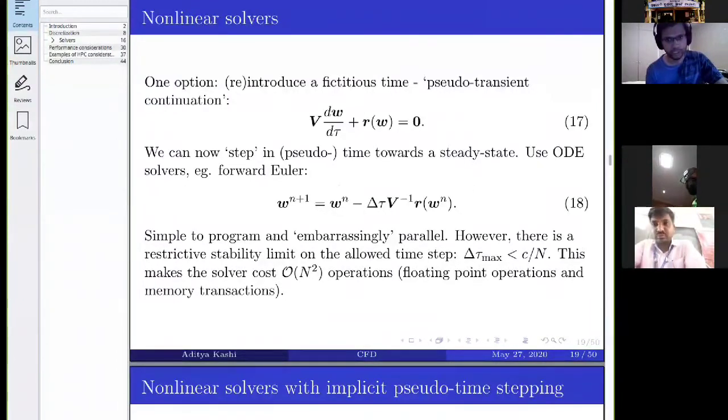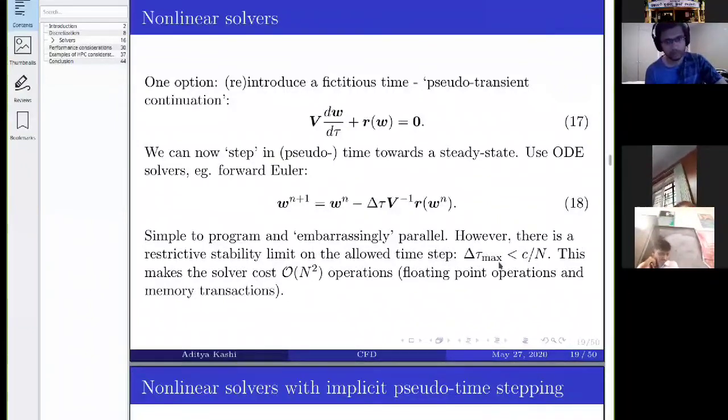Once we write it in this way, we can actually use ODE solvers, ordinary differential equation solvers, to solve this. One simple example is forward Euler. We can just do a first order approximation in time, a forward Euler, and we have this explicit equation where at pseudo time level n, if we have the solution, we can compute the solution at the next pseudo time level. And then we turn the crank and keep updating this until W^n is basically no different from W^(n+1), at which point we stop and say that it's converged.